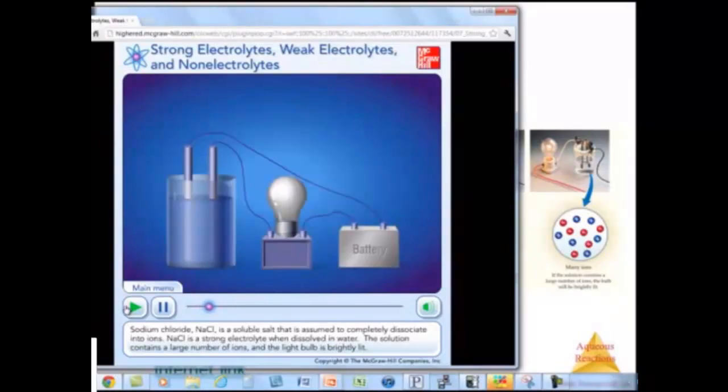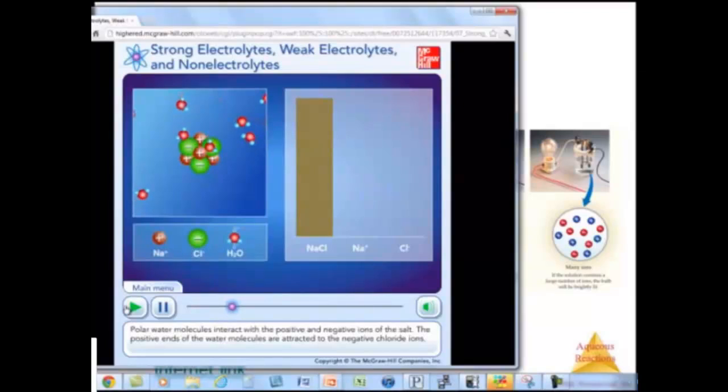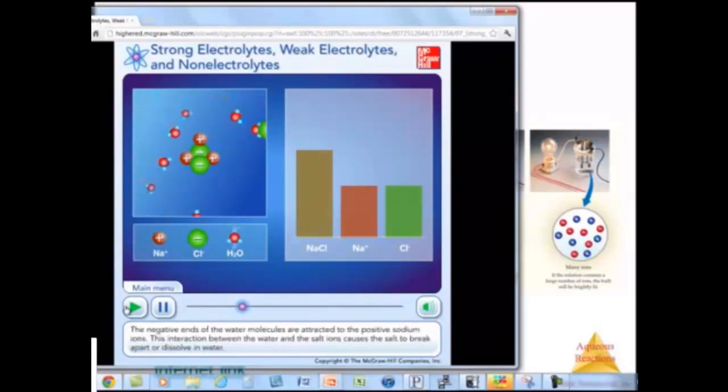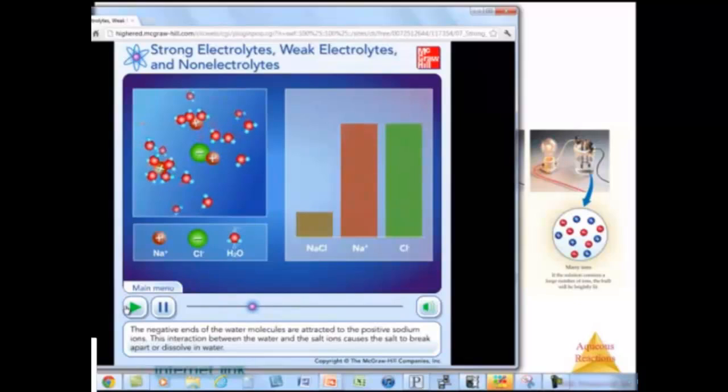Sodium chloride, NaCl, is a soluble salt that is assumed to completely dissociate into ions. NaCl is a strong electrolyte when dissolved in water. The solution contains a large number of ions, and the light bulb is brightly lit. Polar water molecules interact with the positive and negative ions of the salt. The positive ends of the water molecules are attracted to the negative chloride ions. The negative ends of the water molecules are attracted to the positive sodium ions. This interaction between the water and the salt ions causes the salt to break apart or dissolve in water.